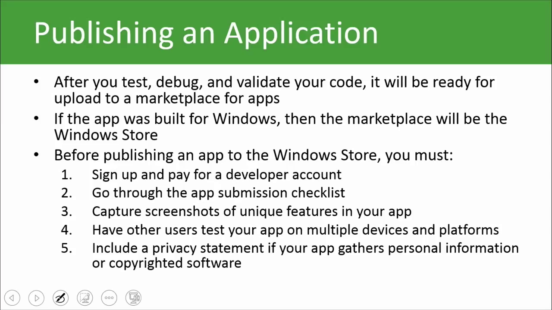2, you've got to go through the app submission checklist to make sure that you've dotted all I's and crossed all T's. 3, you've got to capture some screenshots of unique features in your app, different things that you want people to take notice of. 4, you have other users test your app on multiple devices and platforms, exceptionally important. And finally, 5, a little bit of paperwork. You've got to include a privacy statement if your app gathers personal information or uses copyrighted software, okay? So, definitely go to the Windows Store, take a look at these things, do a quick Bing search. There's a lot of information here and a whole lot more to learn, okay?